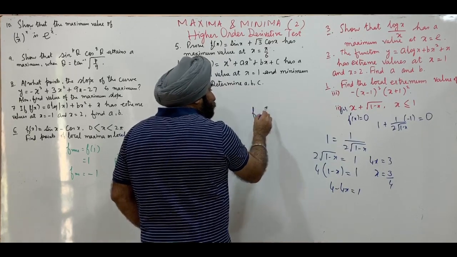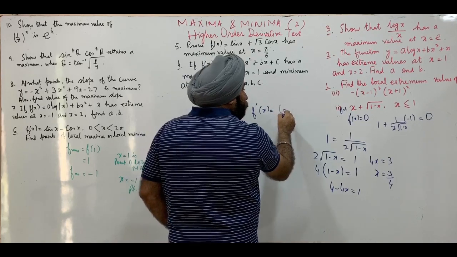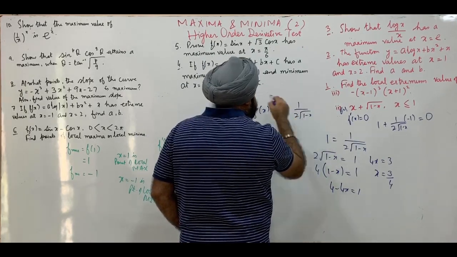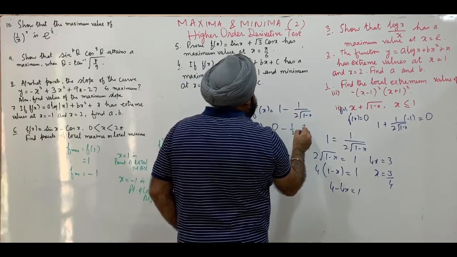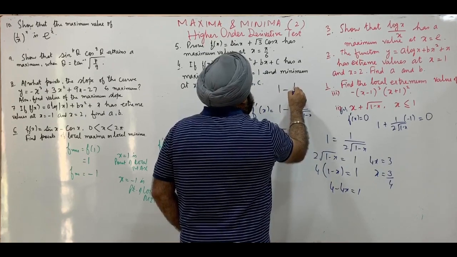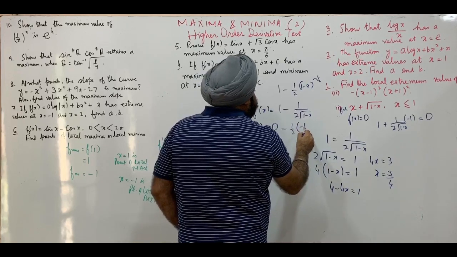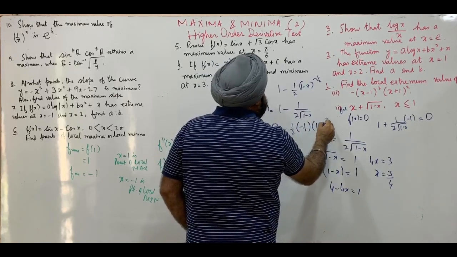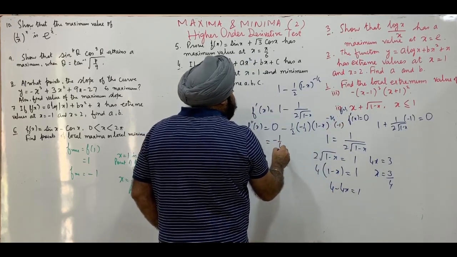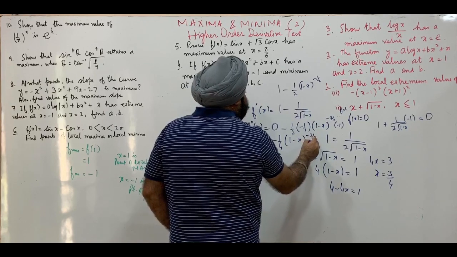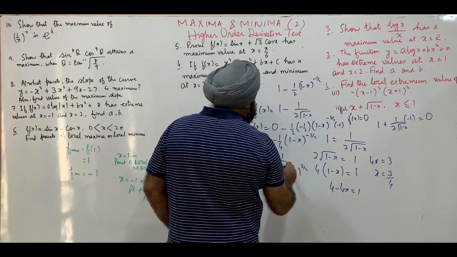So this is f'(x). I am writing f'(x) is 1 minus 1 by 2 into root of 1 minus x. What about the second order derivative? This is constant. This is 1 minus 1 by 2, (1 minus x) raised to minus 1 by 2. So this is minus 1 by 2 into (1 minus x) raised to minus 3 by 2 into minus 1. That's minus 1 by 4 into (1 minus x) raised to minus 3 by 2, or 1 minus x raised to 3 by 2.